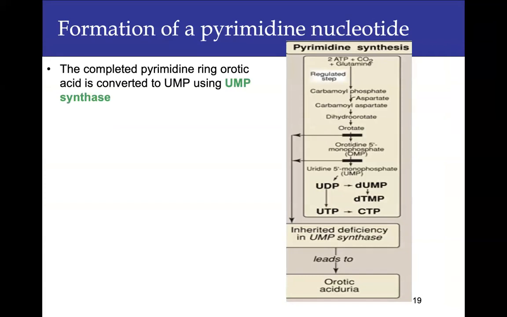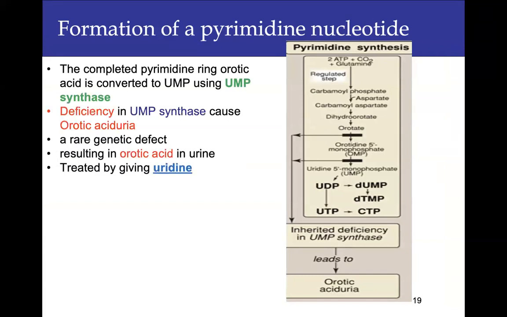But coming to the formation of an actual pyrimidine nucleotide, what happens here? The completed pyrimidine ring in orotic acid is converted into UMP using UMP synthase, as we saw in the previous slide. A deficiency in this UMP synthase causes orotic aciduria, which is a rare genetic defect, and it results in orotic acid in the urine. This is treated by giving uridine. How does uridine treat this disorder? Because essentially you're skipping the steps which require these enzymes.